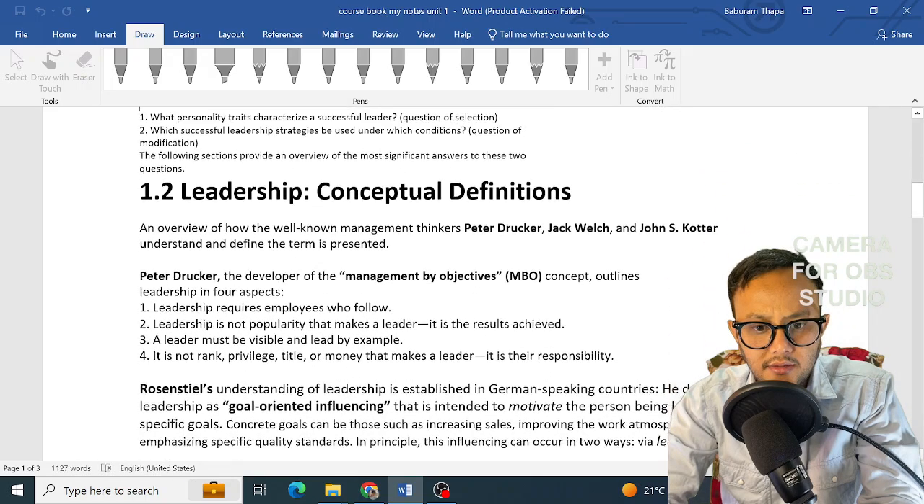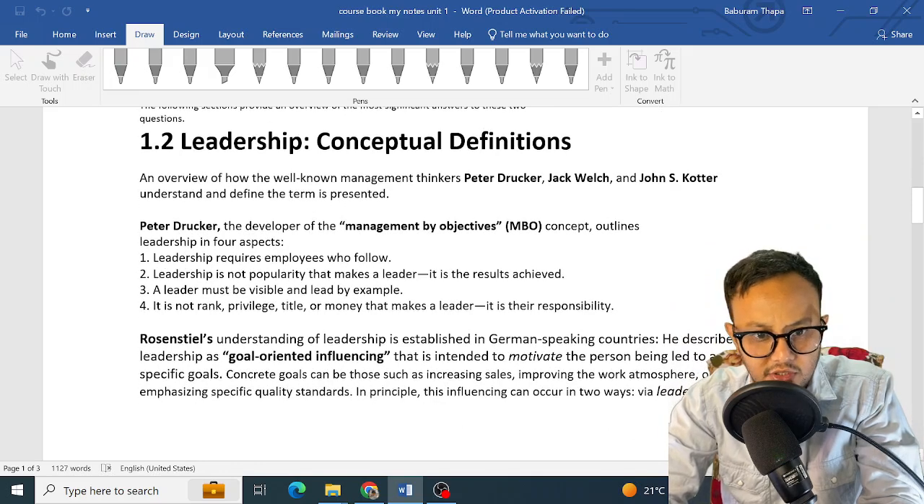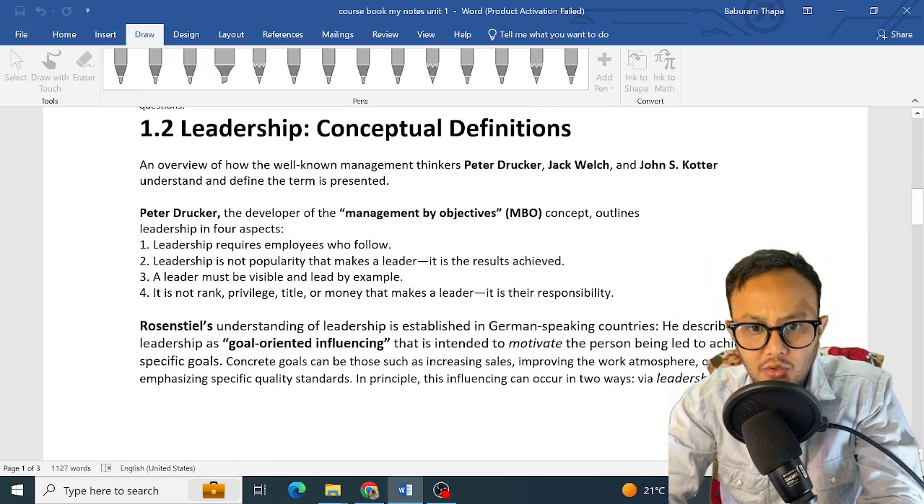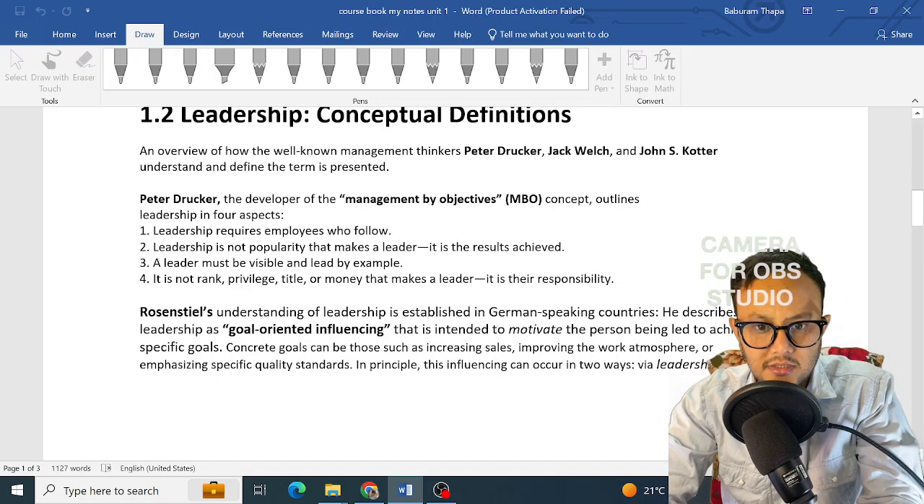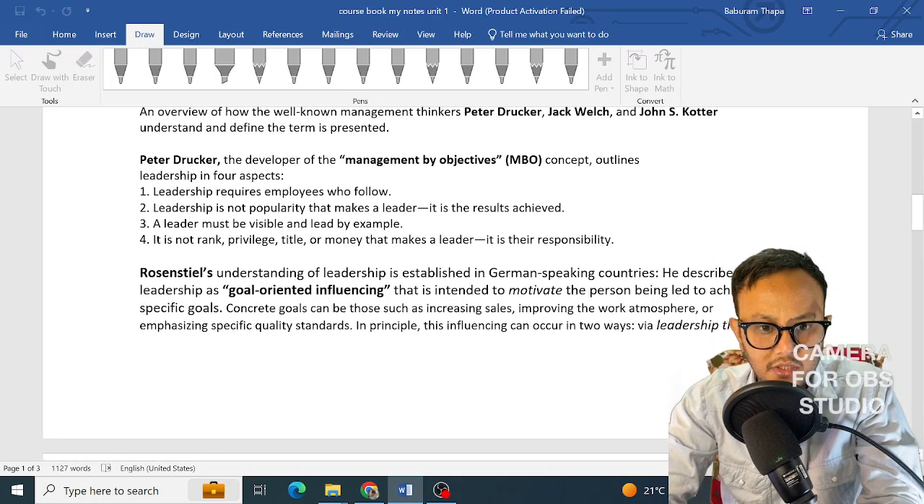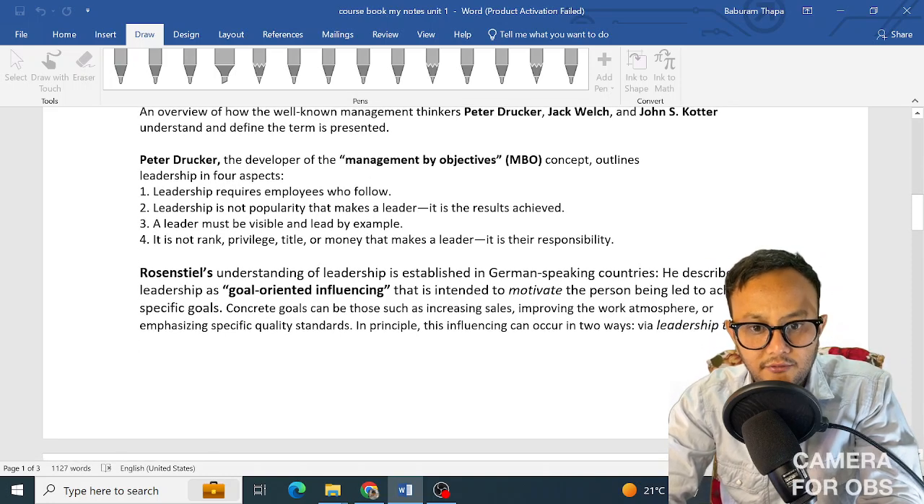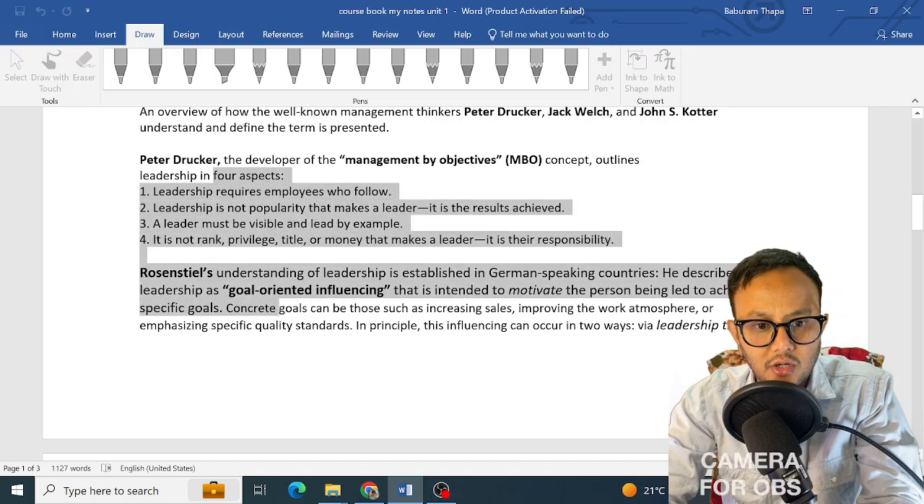Okay, so let's see the second point, the leadership conceptual definition. What are the conceptual definitions of leadership? An overview of how well-known management thinkers like Peter Drucker, Jack Welch and John Carter understand and define the term is presented. So their definitions are presented right here. What Peter Drucker says: Peter Drucker, the developer of management by objectives, the MBO concept, outlines leadership in 4 aspects. So what are those 4 aspects?